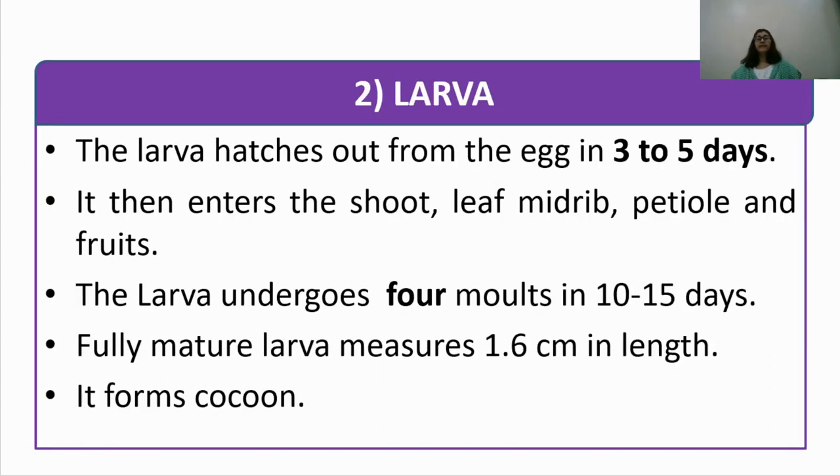The second stage is larva. The larva hatches out from the egg in 3 to 5 days. It then enters the shoot, leaf, midrib, petiole and fruits. The larva undergoes 4 molts in 10 to 15 days. Fully mature larva measures 1.6 cm in length and it forms cocoon.